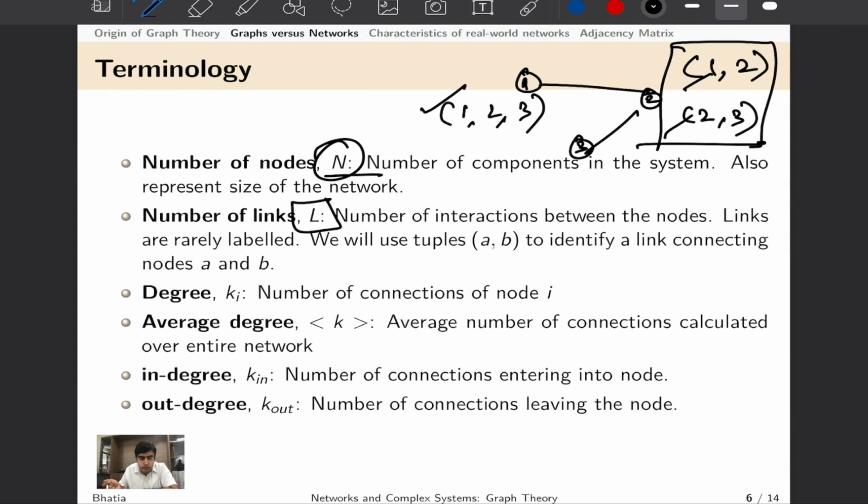We will also use this word called degree quite often, and degree basically represents the number of connections a particular node i has. Now in this graph, node 2 has 2 interactions, hence we can say that the degree of node 2 is equal to 2. Similarly, the degree of node 1 is equal to 1 and the degree of node 3 is also equal to 1. And as the name suggests, average degree would be the sum of the degrees of these nodes divided by the total number of nodes that we have.